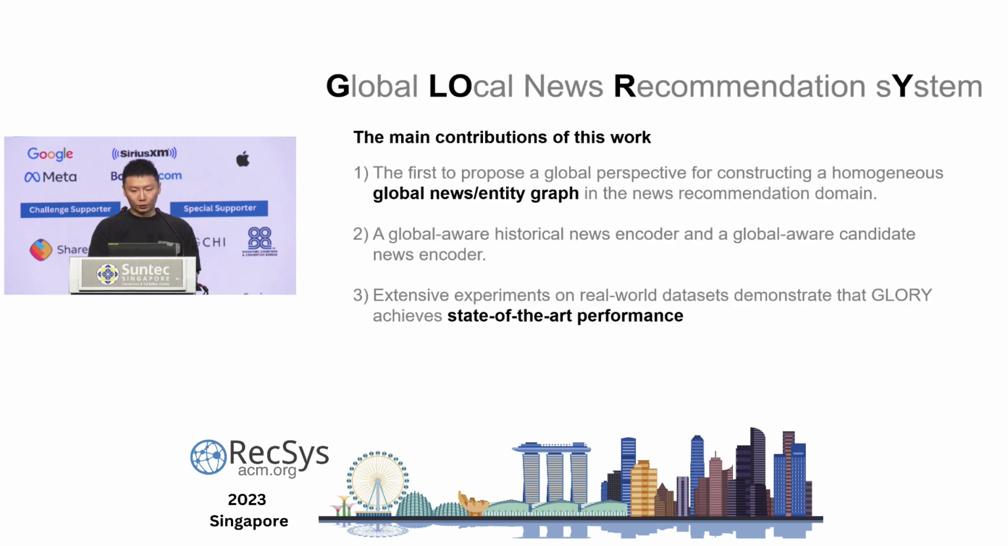Therefore, in this work, the Global Local News Recommendation System, in short GLORY, we first introduce a global news graph and a global entity graph constructed based on global users' histories in the field of news recommendation. Secondly, we have designed a global-aware history news encoder and a global-aware candidate news encoder. Finally, we achieved state-of-the-art performance on multiple real-world datasets.